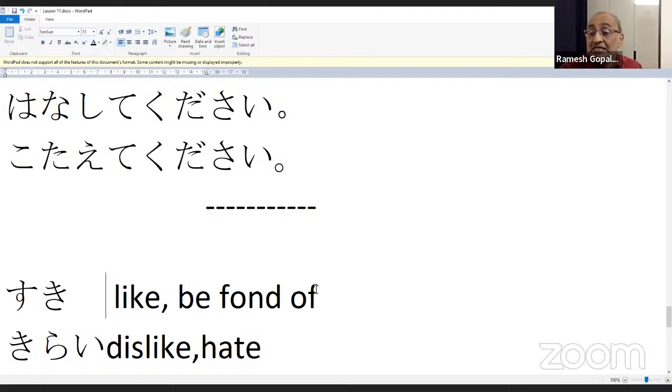Okay. Now, Kirai is dislike. It's also an adjective. Kirai is an adjective, though it looks like a verb, it ends like that. It means dislike, hate. So Suki, the opposite is Kirai. Okay. It's opposite. It's not negative, it is opposite. So Suki, Kirai. Kirai is dislike.